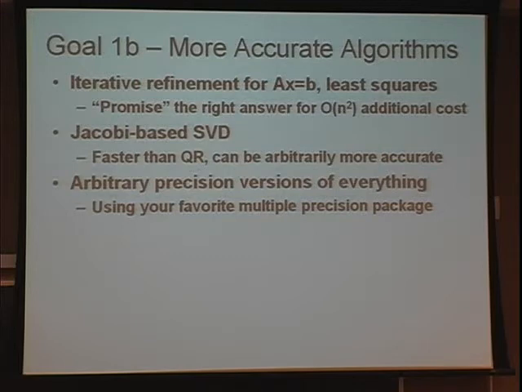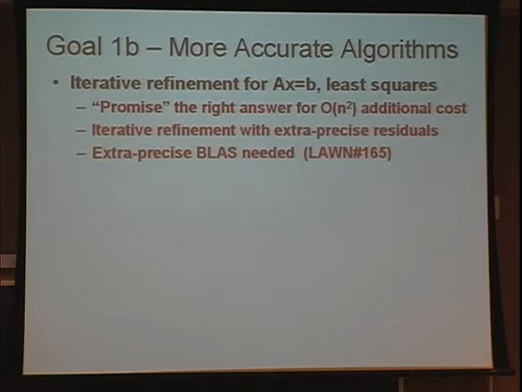Okay, so let me say a little bit more about the first one. We're going to promise the right answer. It's going to cost you an extra n squared work on top of the n cubed you're used to paying. It's going to do iterative refinement, Newton's method if you like, with extra precise residuals. So that means if your input is double, you have to compute residuals, Ax minus b, to quad. We've produced a portable package that does quad on any platform using double-double. That's going to be part of the release as well.